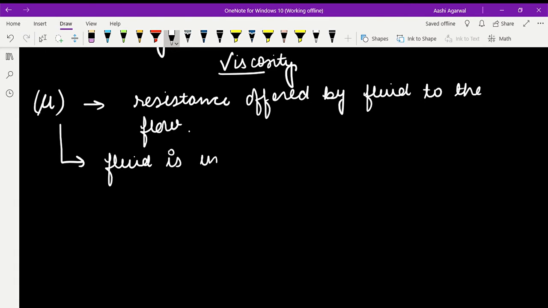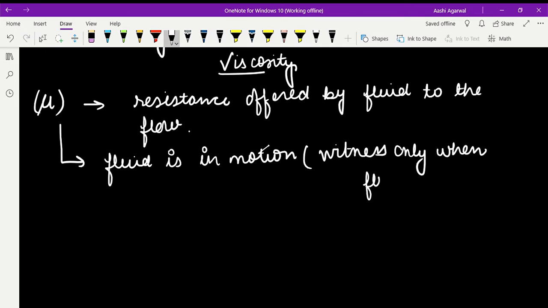Fluid is in motion. So viscosity is there when the fluid is at rest also, but you can witness it only when the fluid is in motion. So this property is visible to us only when the fluid flows. So you can say, witness only when fluid flows.